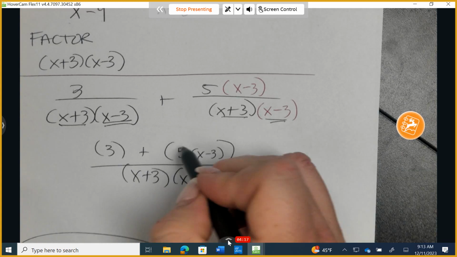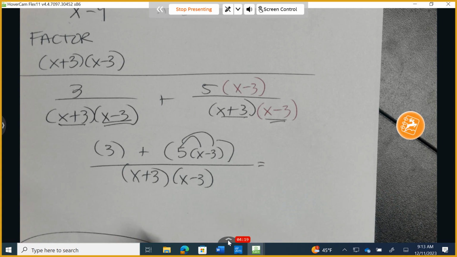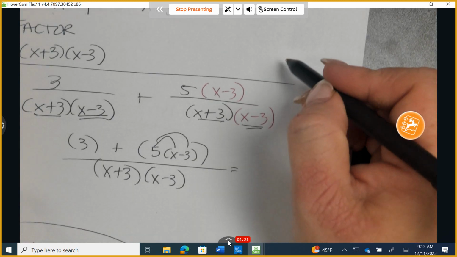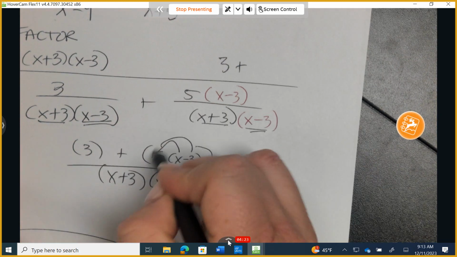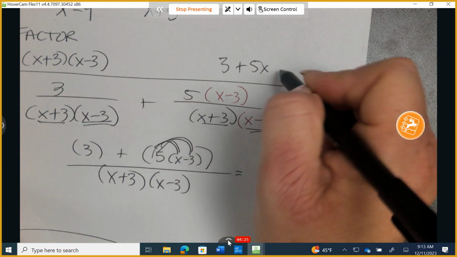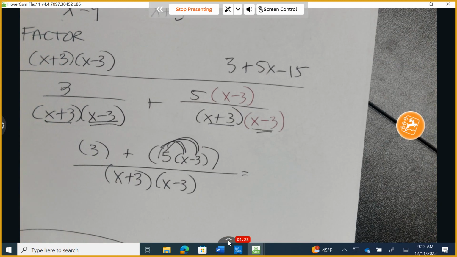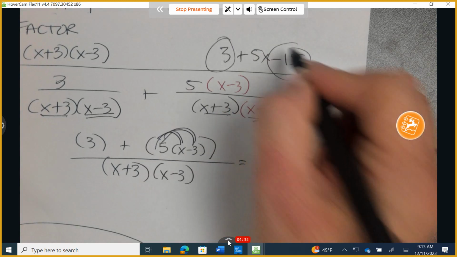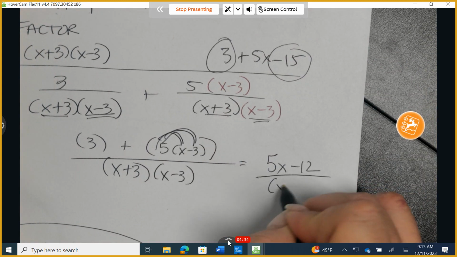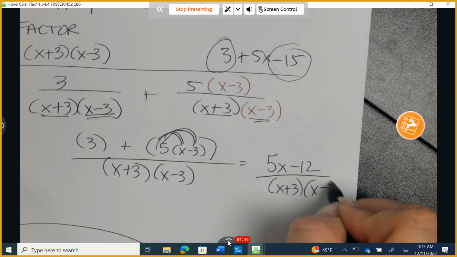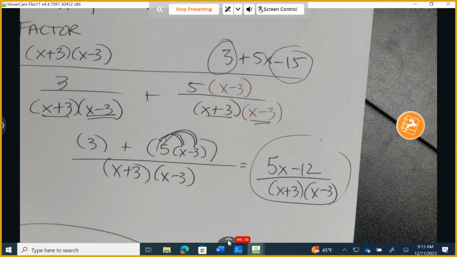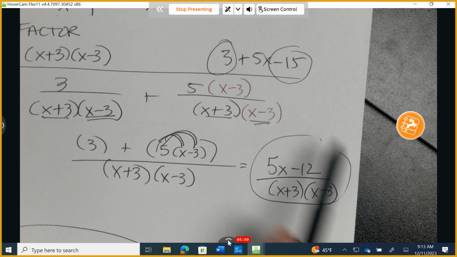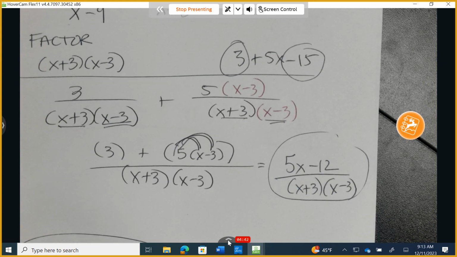So I'm going to quickly distribute this 5 and combine like terms, and I'm going to do that off to the side. So I'm going to come right up here and go, okay, I have a 3 plus 5x minus 15 when I distribute the 5, and when I combine like terms, I have 5x minus 12 all over x plus 3 and x minus 3. Please do not go ahead and FOIL or distribute the denominator. Leave it in this form.